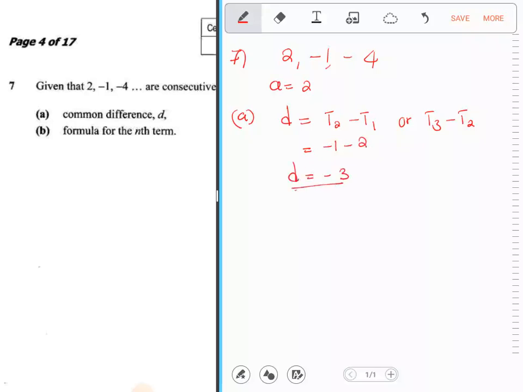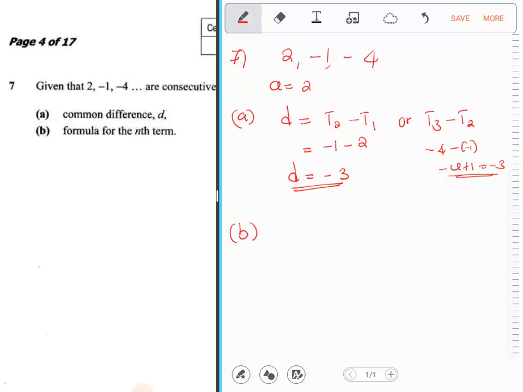Why is it called common difference? Because it's the same answer that I'm going to get if I get -4 minus -1, which is -4 plus 1, which is still -3. So the difference is common between two consecutive terms. Right? That's for A.